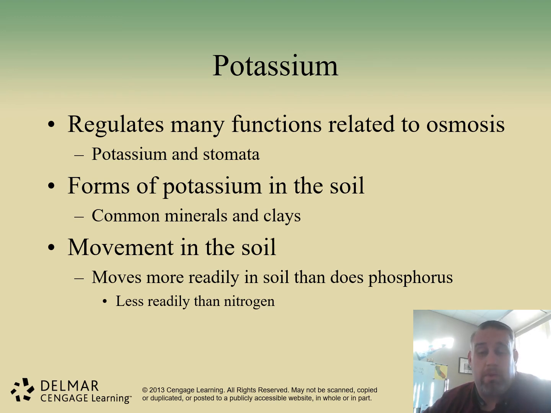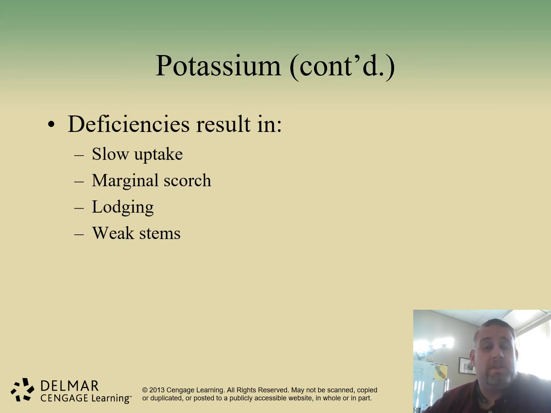In the turf industry, for example, one of the best ways to keep potassium within your soil is to recombine your clippings or cuttings back into the soil. Another great way to maintain your potassium levels is to use lots of compost, because the compost will break down and the potassium will be readily available through the composting process. Potassium deficiencies result in slow uptake. There's a scorching of the outside of the leaves, and then weak stems, and you'll have droopy leaves because of a lack of potassium.